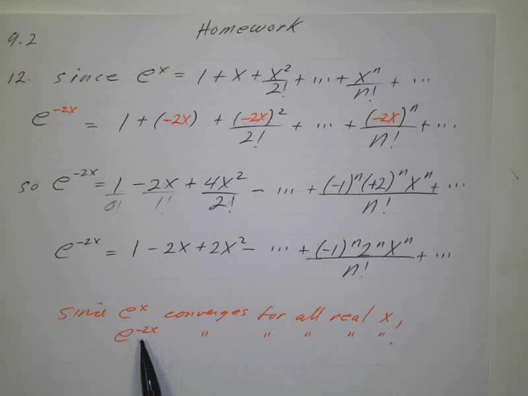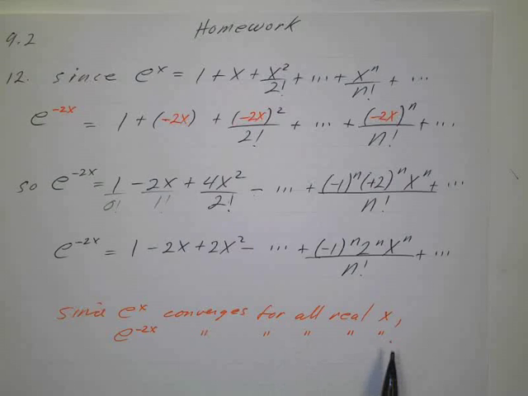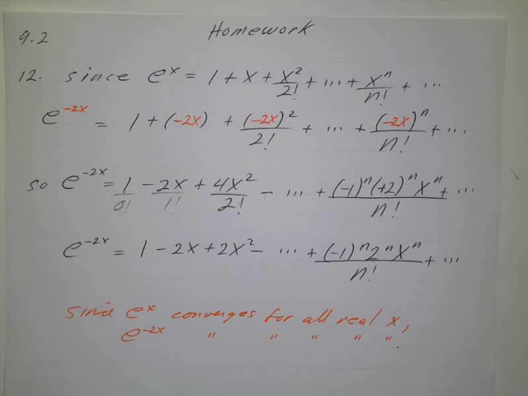And since e to the x converges for all real x, e to the negative 2x also converges for all real x. So that's number 12. Okay.